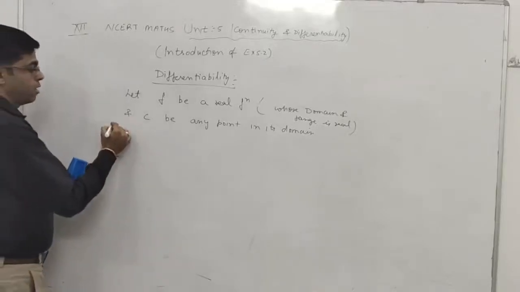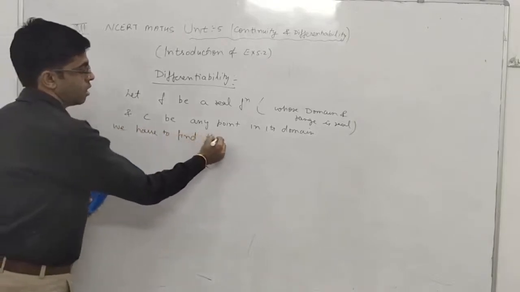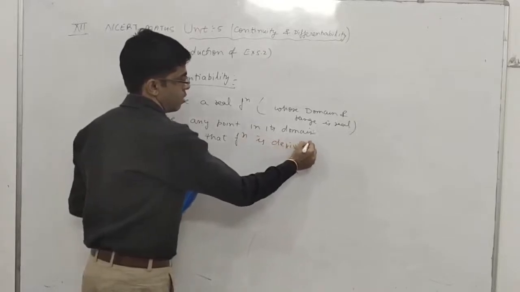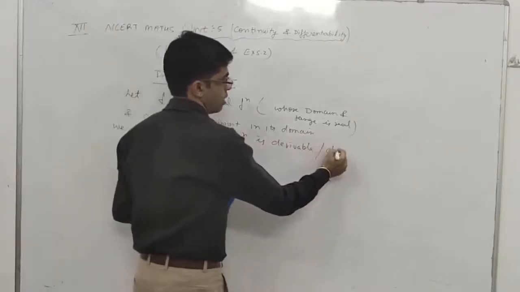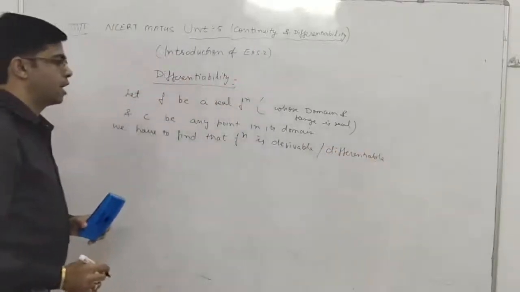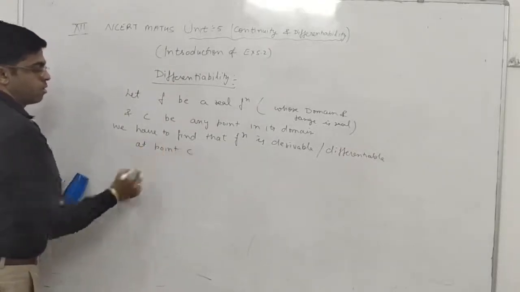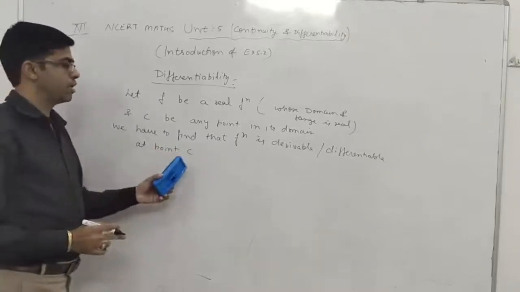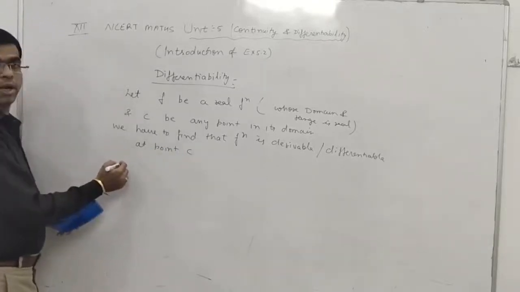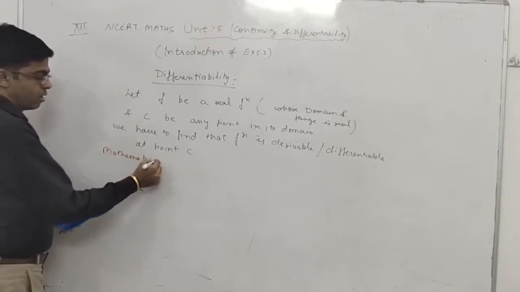Now we have to find whether that function is derivable, or we can say differentiable, at point c. We have to find the derivative of the function, or whether it is differentiable, at point c. How will we find this? Mathematically, there is a way.